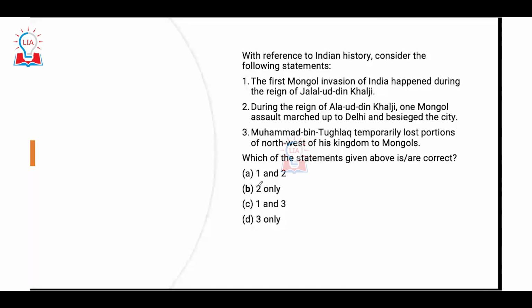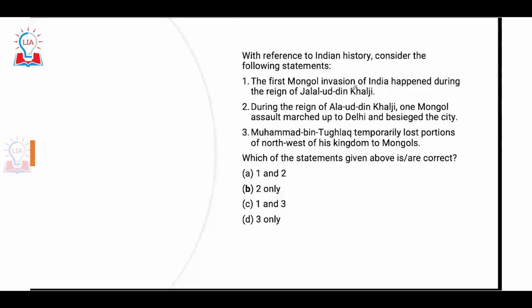With reference to Indian history, consider the following statements. The first Mongol invasion of India happened during the reign of Jalaluddin Khilji. During the reign of Alauddin Khilji, one Mongol assault marched up to Delhi and besieged the city. Muhammad bin Tughlaq temporarily lost portions of the northwest of his kingdom to Mongols. Okay, this is the statement that's asked.